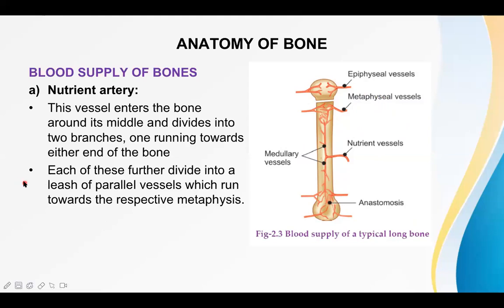Now, with this knowledge, let's move further and analyze this. The nutrient artery enters the bone around its middle through the nutrient foramen and divides into two branches, one running towards either end of the bone, so ascending and descending. Each of these further divides into a leash of parallel vessels which run toward the respective metaphyses, and they anastomose there, forming a plexus.